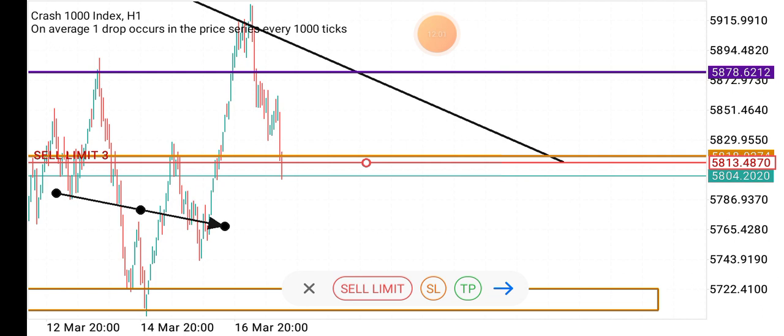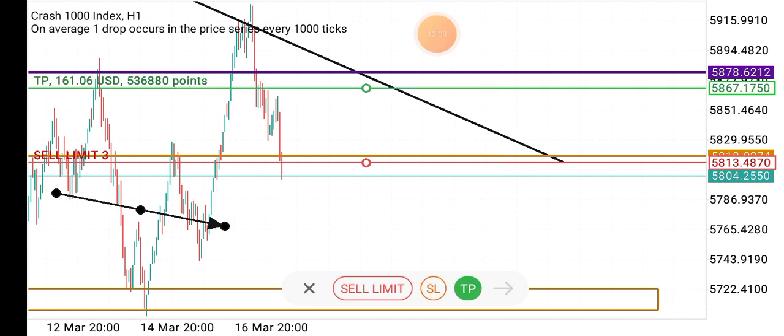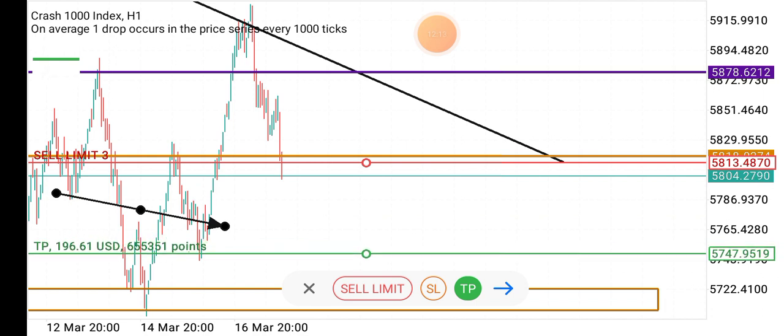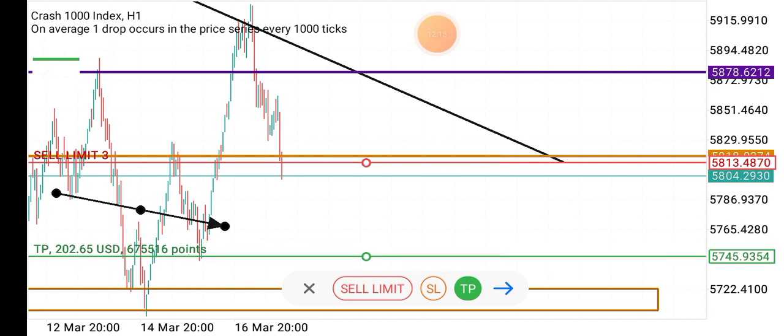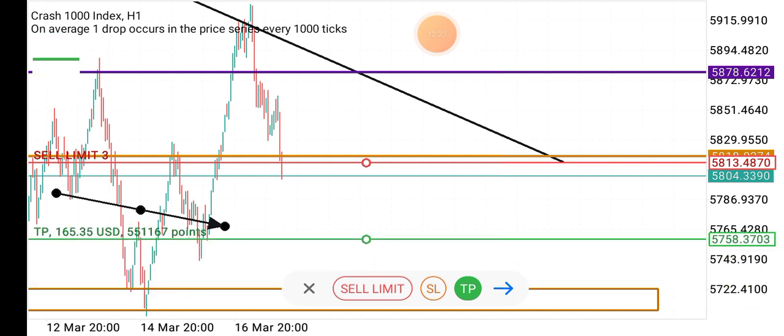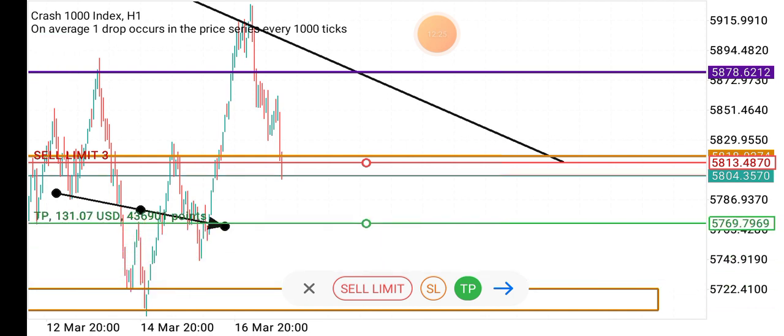Let's say you enter here with a lot size of 3.0. Then, guys, imagine what your TP would be. This is over $200. If you're targeting here, this is just $200. Or if you can hold it down to this level here, then you make over $300 in profit, guys, for a single trade and a single position, if you can hold.